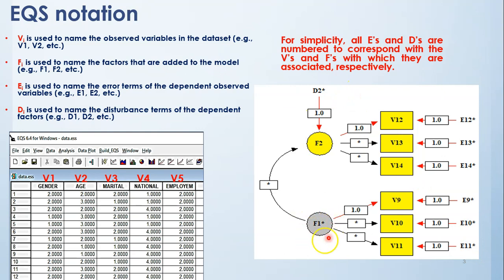and also the variance of this factor will be estimated. Also, these factor loadings, as well as this regression coefficient between factor F1 and F2 will be estimated as well. So all of the free parameters to be estimated and all of the fixed parameters can be seen in this model. Now let's have a look at a few other examples to see how models can be specified based on EQS notation.